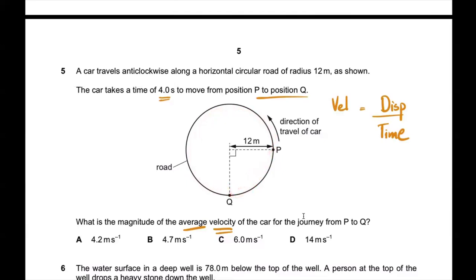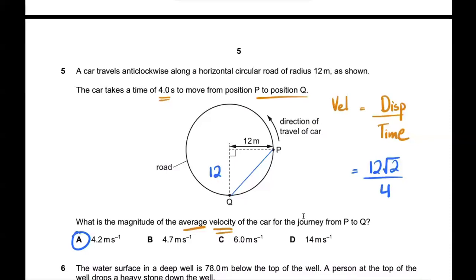So this length is what we need to find. This is 12 because it is also a radius, and this would also be 12. So this is just a right angle triangle of which we need to find the hypotenuse. So 12 squared plus 12 squared under the root turns out to be 12 root 2. And how much time does it take? It takes 4 seconds. So this would be 3 root 2, which makes it 4.24. So A is the correct option.